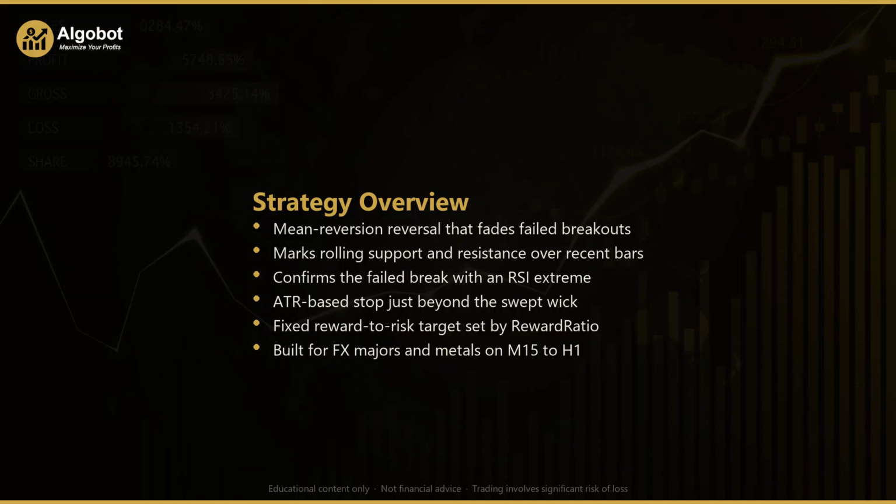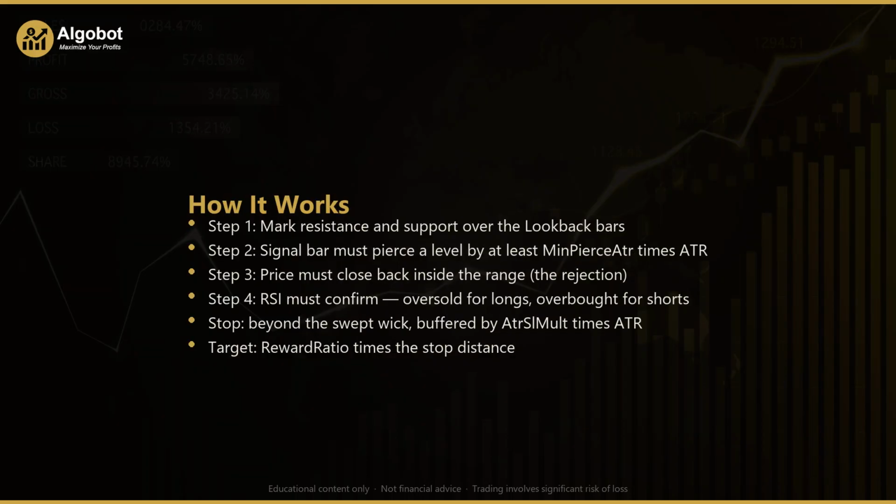The relative strength index then has to agree, sitting in oversold territory for a potential long, or overbought territory for a potential short. In terms of who this is designed for, it leans toward a swing and mean reversion style of trader, someone comfortable waiting for a clean setup rather than trading constantly. The default playground is a mean reverting currency major or a metal. Think the euro against the US dollar, the Australian dollar against the US dollar, or gold, on the 15-minute up to the 1-hour chart. As always, remember that trading carries real risk, and losses are a normal part of the process. Now let's walk through the exact logic, step by step.